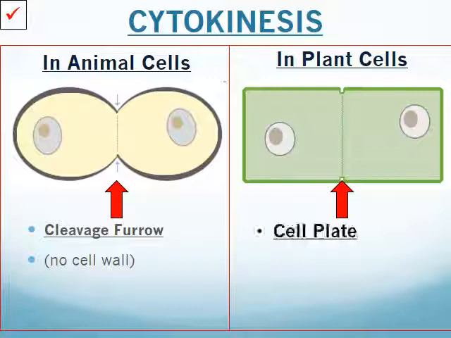Whereas here, in plant cells, what ends up happening is the formation of something called a cell plate. So a new cell wall will eventually grow between these two cells. Considering that it normally has the cell wall, you can't really pinch it in half. So the cell plate will eventually form a new cell wall.